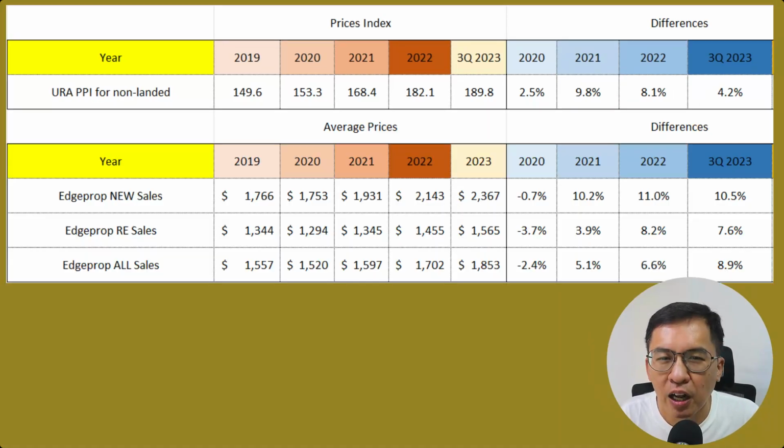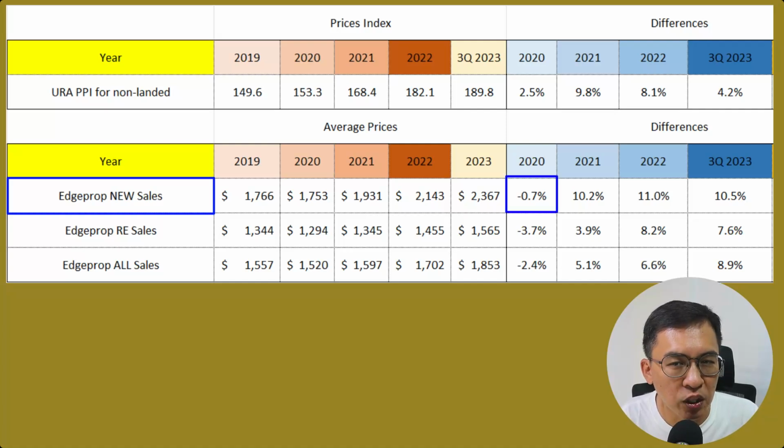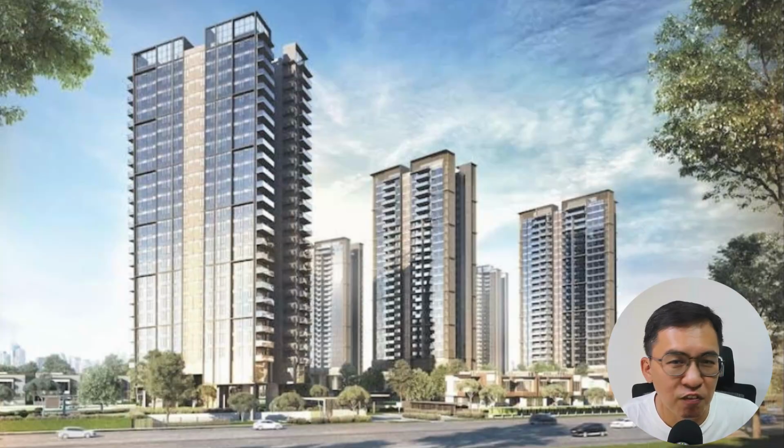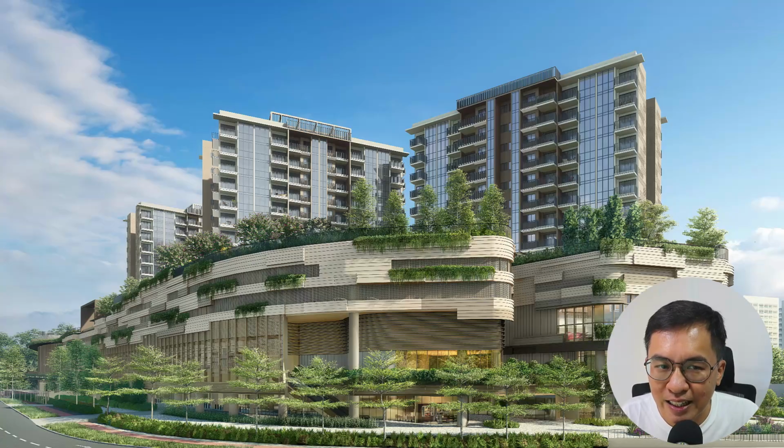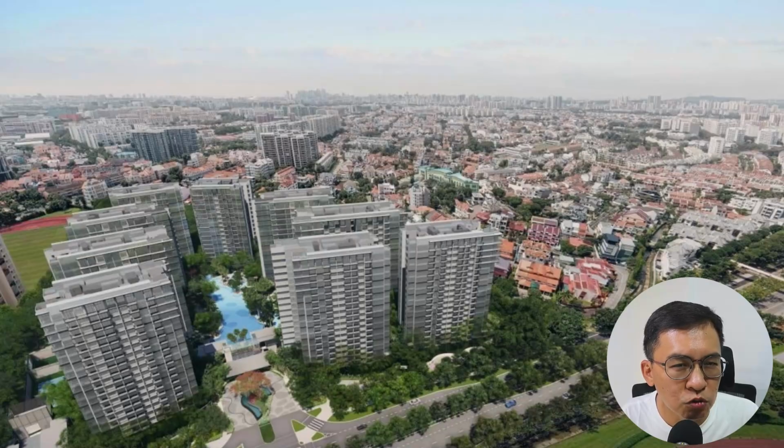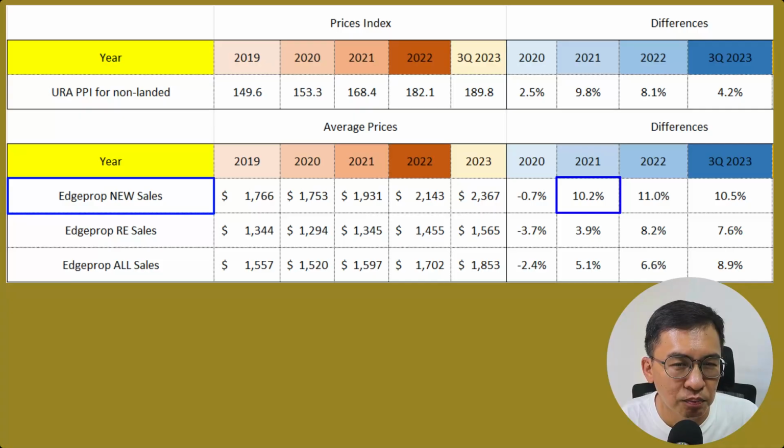Here, let me break up the data into new sales, resale, and all sales transactions. Firstly, let us look into new sales. New sales declined by 0.7% in 2020 due to a lack of new launches in the COVID year. In fact, developers back then were trying to clear stock from launches in earlier years, from 2018 to 2019. For those who bought those remaining units through Zoom, all of you confirm what now?